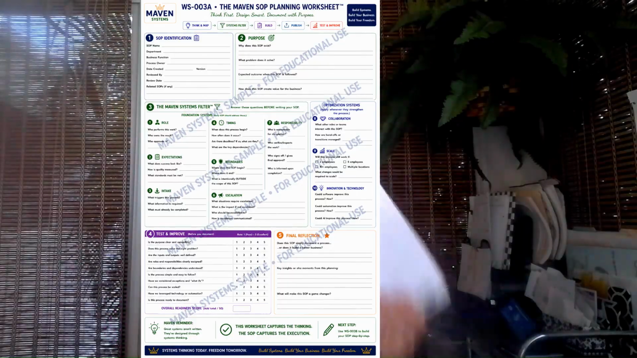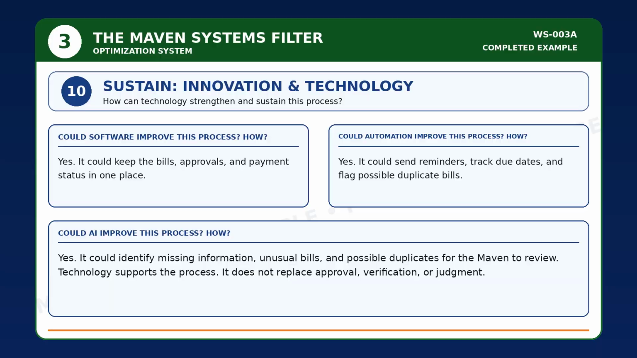So on our worksheet, we write, could software improve this process? Yes, it could keep the bills, approvals, and payment status in one place. Could automation improve this process? Yes, it could send reminders, track due dates, and flag possible duplicate bills.